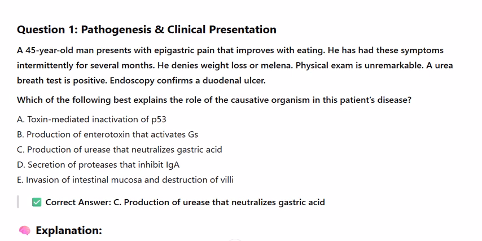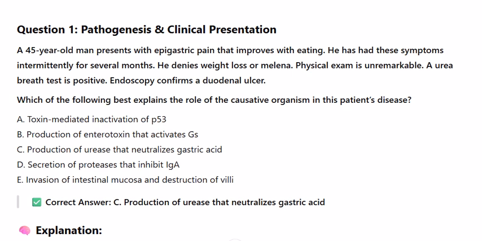He has had these symptoms intermittently for several months. He denies weight loss or melena. Physical exam is unremarkable. A urea breath test is positive. Endoscopy confirms a duodenal ulcer. Which of the following best explains the role of the causative organism in this patient's disease?